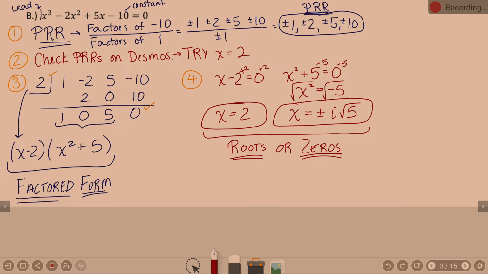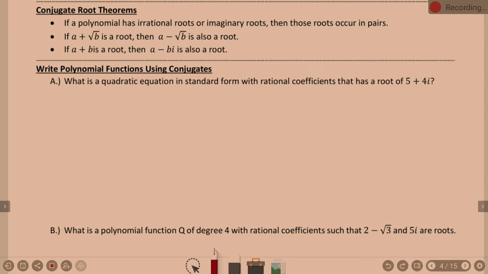Our other topic in this lesson has to do with writing out equations. Okay? Writing out equations based on the roots. Now, before we go into that, we need to talk about something called the conjugate root theorem. If a polynomial has either irrational or imaginary roots, okay, then those roots always occur in pairs. I've kind of already mentioned that a little bit. Okay, we haven't done anything with it, but I have mentioned it. So when we talk about imaginary roots, those are the ones with i's, right?